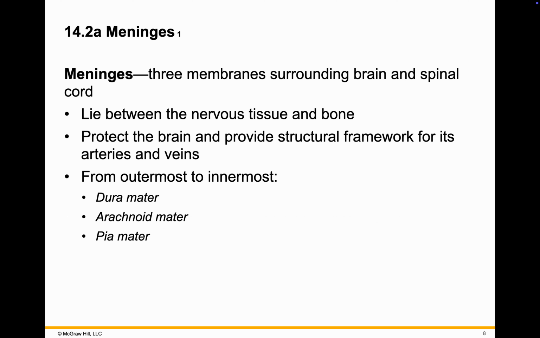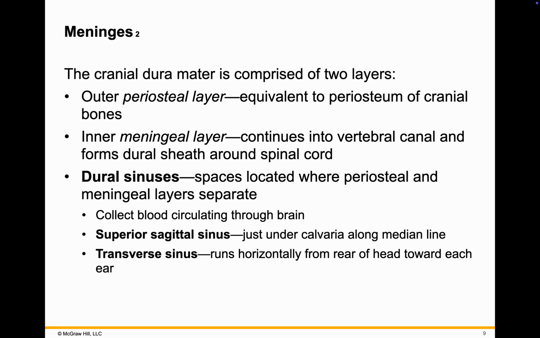The meninges, those coverings that surround the brain and spinal cord, lie between the nervous tissue and the bone. We talked about them a little bit before, but they protect the brain and provide the structural framework for its arteries and veins. If we go from the outermost to the innermost, we have the dura mater, followed by the arachnoid mater and the pia mater.